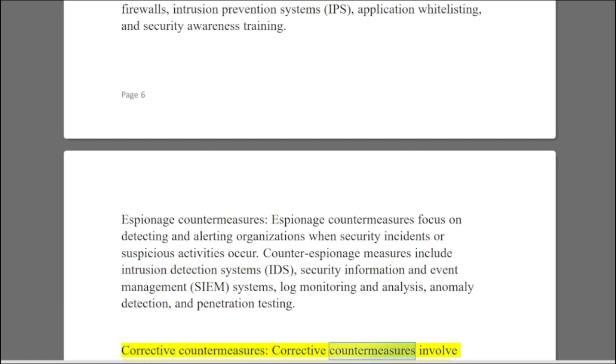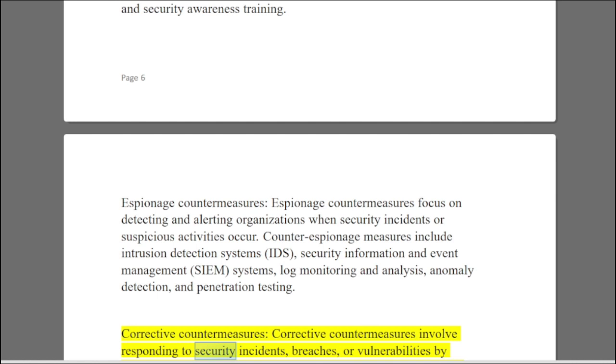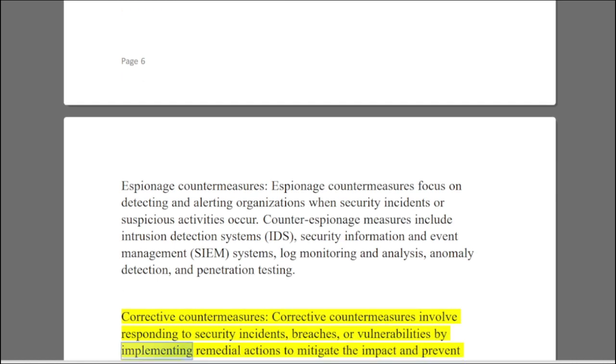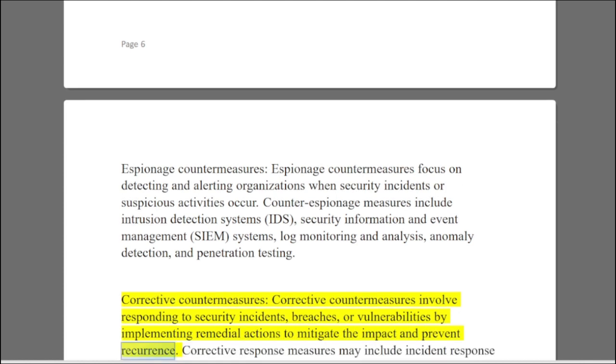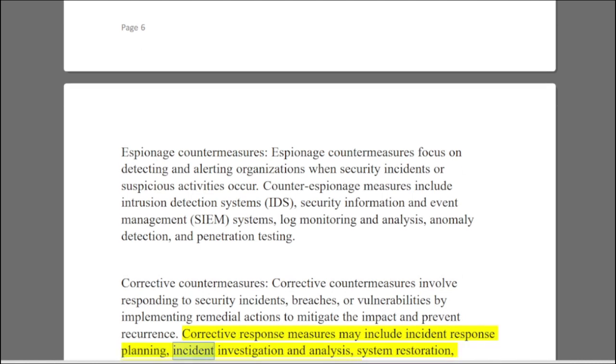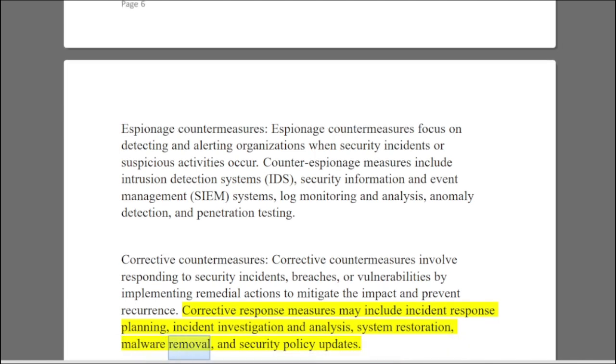Corrective countermeasures. Corrective countermeasures involve responding to security incidents, breaches, or vulnerabilities by implementing remedial actions to mitigate the impact and prevent recurrence. Corrective measures may include incident response planning, incident investigation and analysis, system restoration, malware removal, and security policy updates.